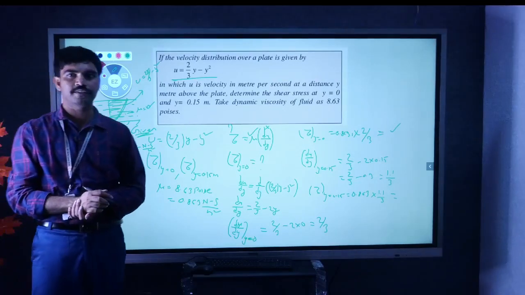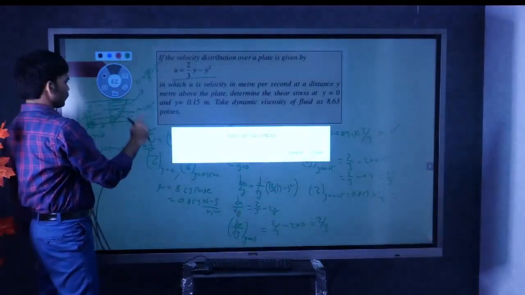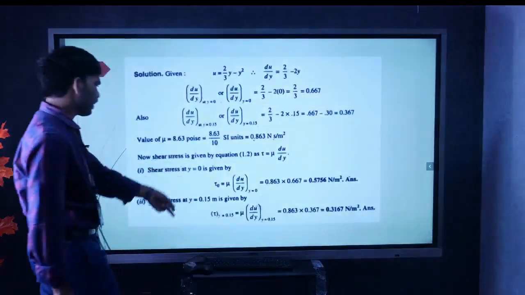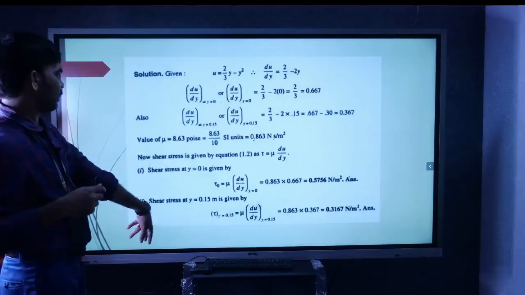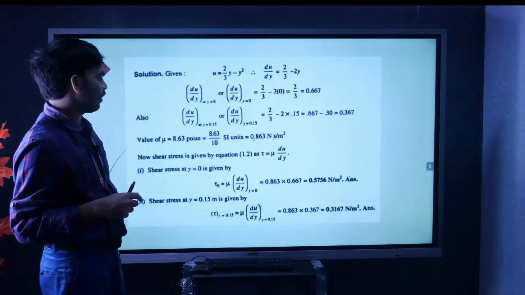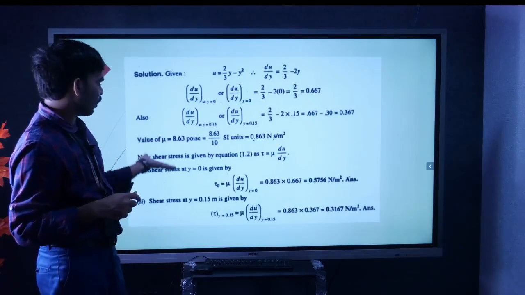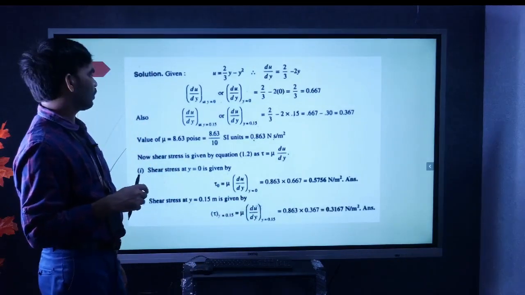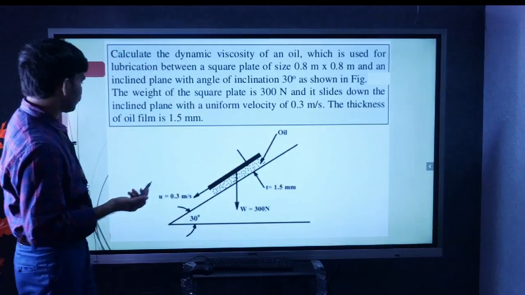I hope you understand this. Now we will move to the next problem. So finally you will get the answers. Finally, the shear stress at the bottom of the plate will be 0.5856 Newton per meter square, and at 0.15 distance away you will get 0.3167 Newton per meter square. Now we'll try to solve the third problem.